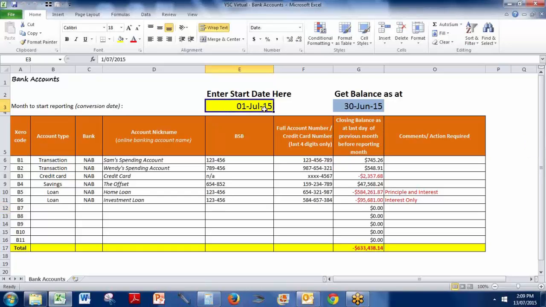So you always start with: when will the client start the tracking through Xero? So if, for example, it's 1st of August, you just enter that in. So that's really important that you fill that in so we know when the client's going to start.